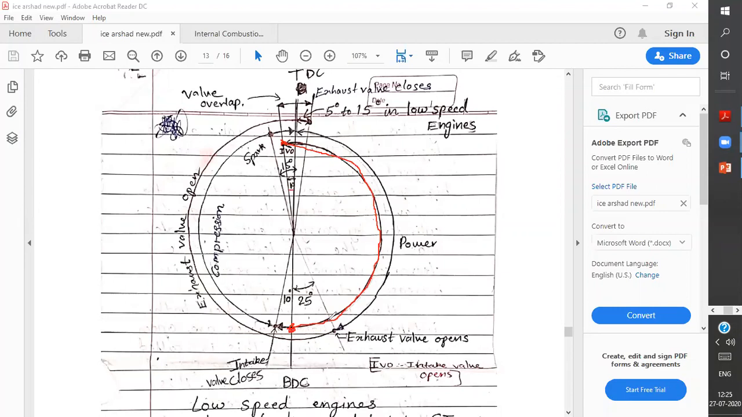What is happening now? The intake valve does not close here. The intake valve is closing 10 degrees after the BDC. Means what? The piston reached bottom dead center and now the piston is moving up for the compression stroke. The piston is moving up in the compression stroke.